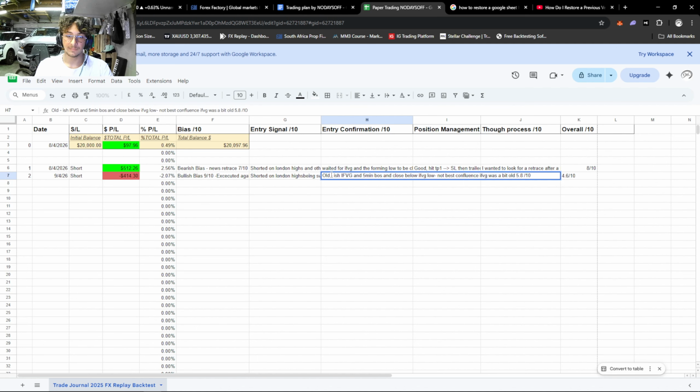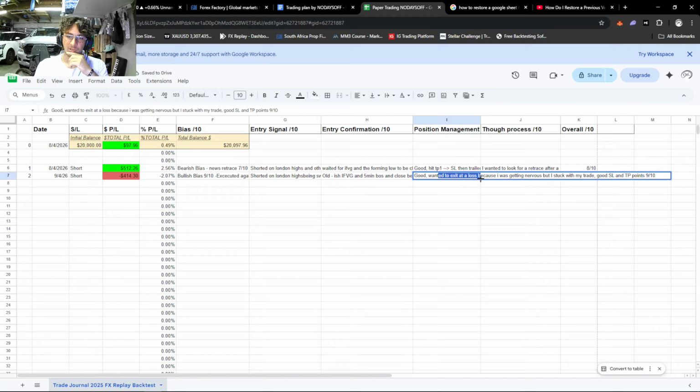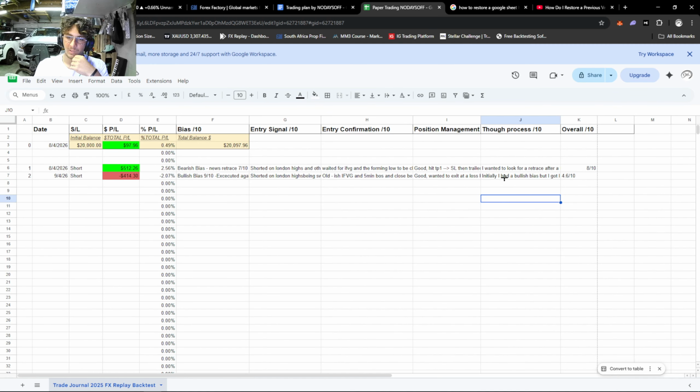Entry confirmation, an old-ish fair value gap and 5-minute break of structure, and close below inverse fair value gap. The low. This was not the best confluence. The inverse fair value gap was a bit old, but I'll still give it a 7 because, to be honest, it wasn't too bad. 6.88. Position management, this was good. I wanted to exit at a loss because I was getting nervous, but I stuck with my trade. Good stop loss and take profit points, 9 out of 10.